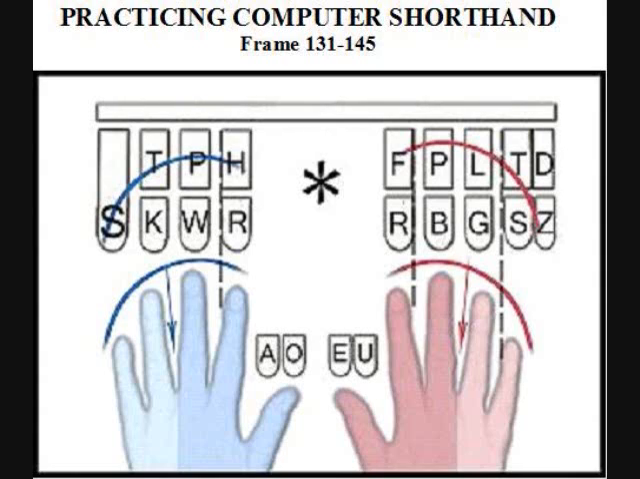Okay, this completes the 9th dictation tape for practicing computer shorthand. And practice hard and keep those fingers flying.